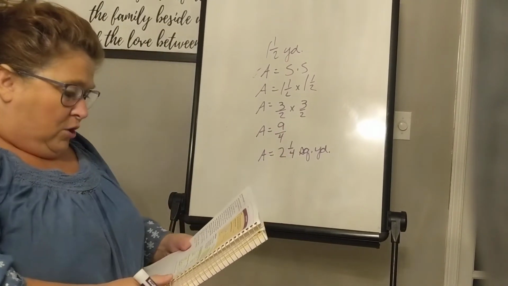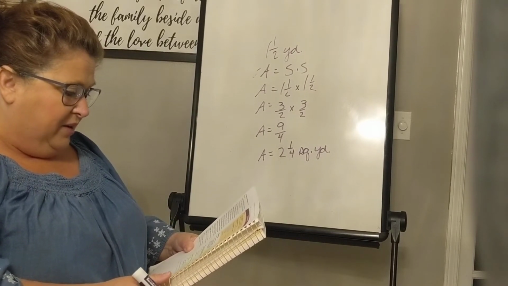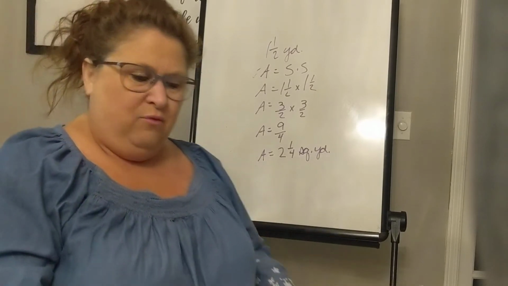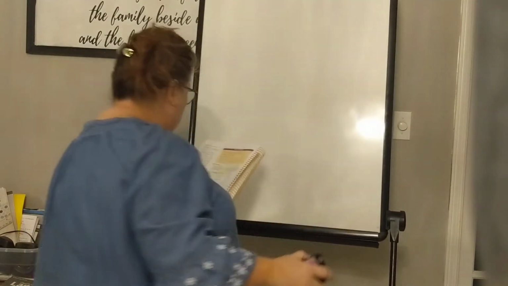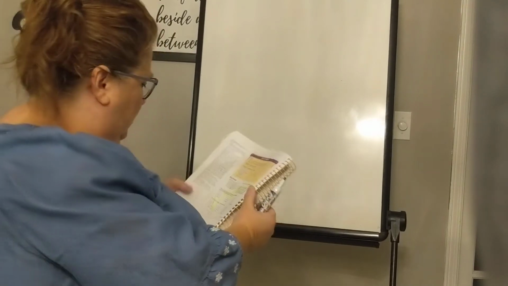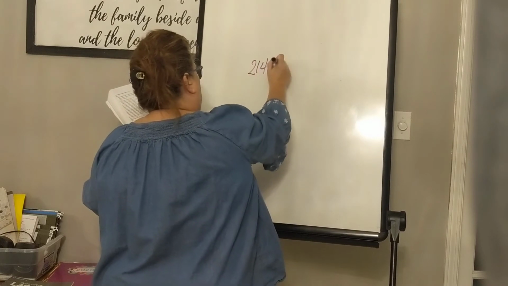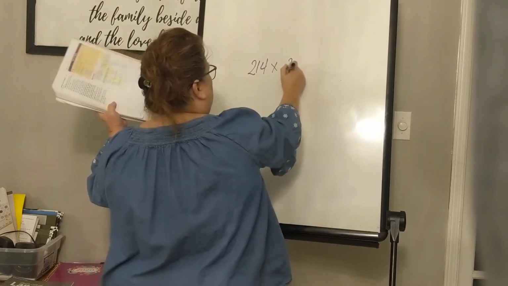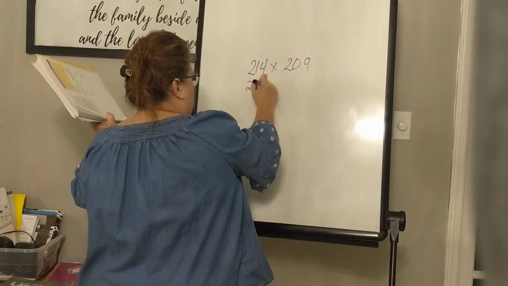All right? Look at section 3. Find the areas of rectangles with these dimensions. So these are areas of rectangles. So the area of a rectangle is length times our width. Okay? So we're going to do a couple of them together. So we have 214 yards times 209 yards. Okay? And this is a rectangle.